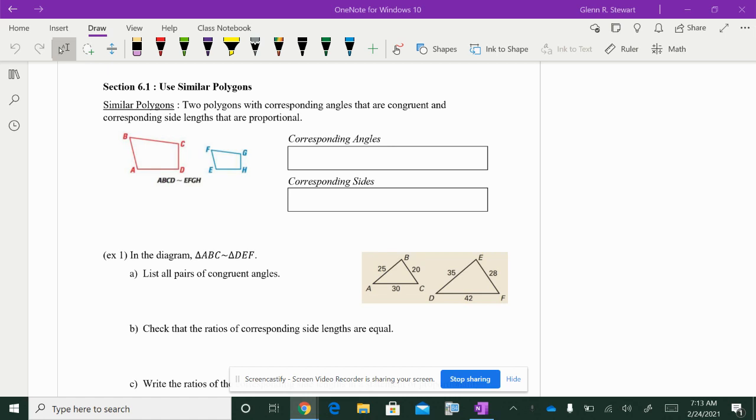Hey, welcome everyone. Today we're going to talk about section 6.1, using similar polygons. We're also going to discuss some proportions as well.